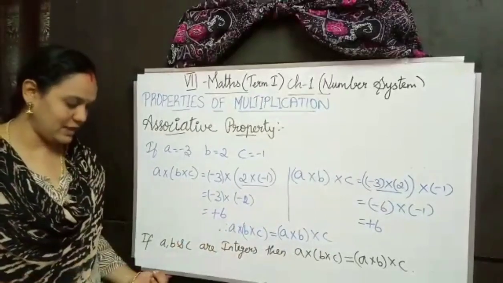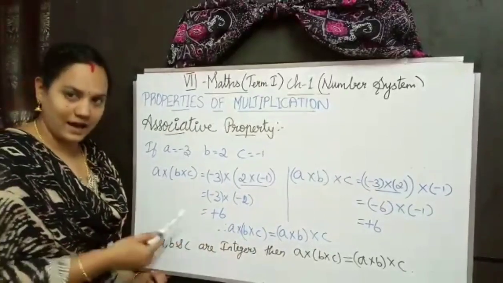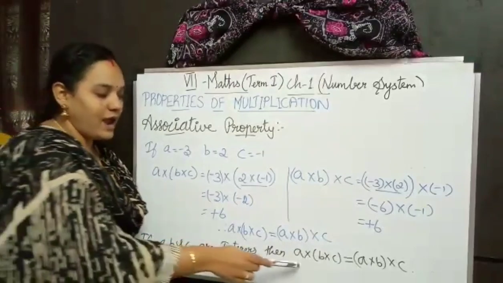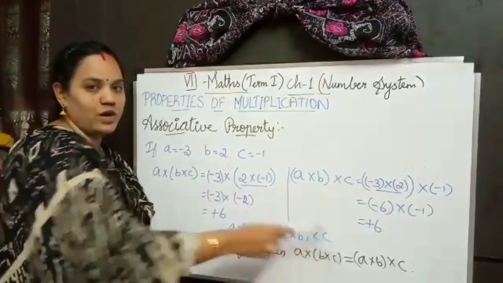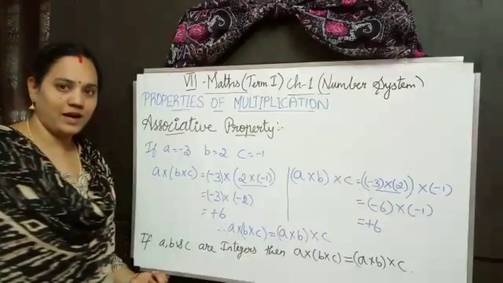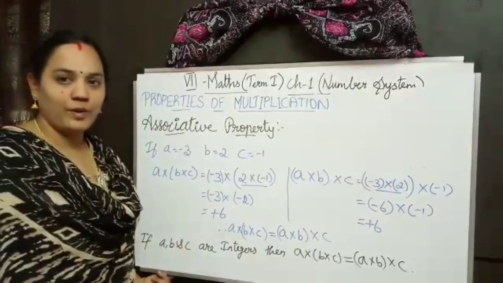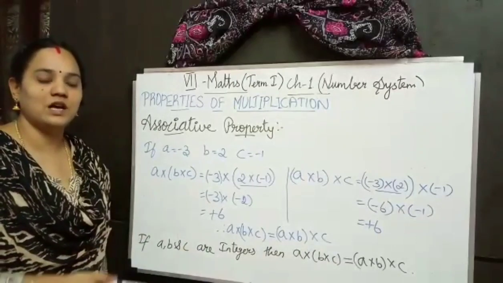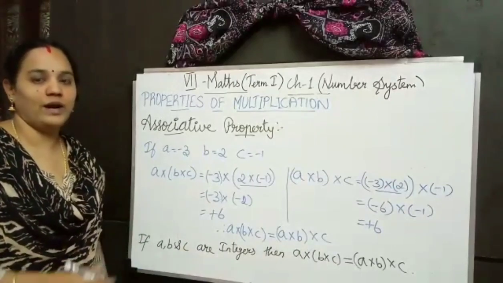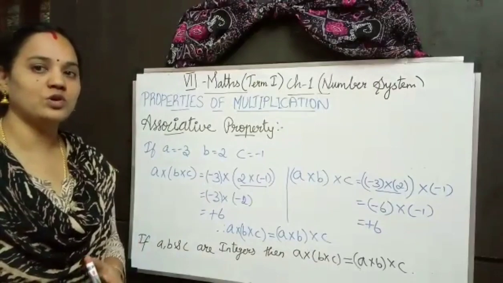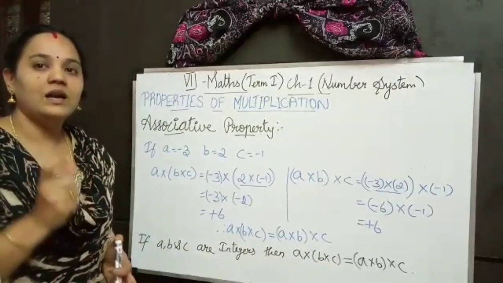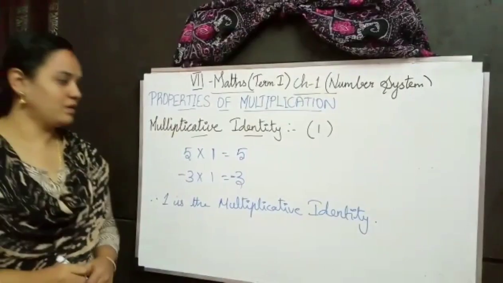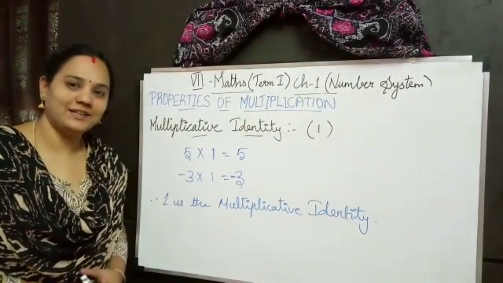So we can say that if A, B and C are integers, then A into B into C is equal to A into B into C. So this is our associative property. So multiplication of integers satisfies associative property. Whenever we are doing associative property, you should remember that keyword regrouping. Okay, so now multiplicative identity.